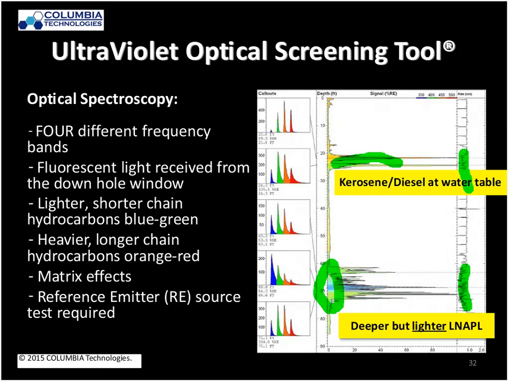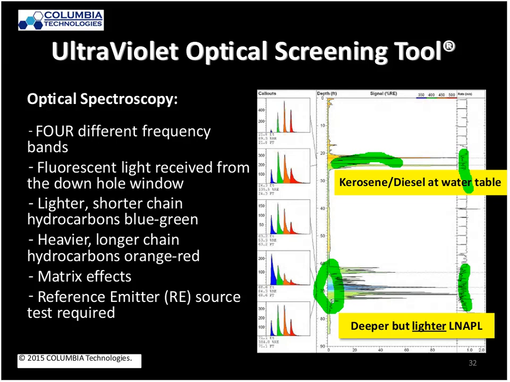So that's a quick overview of UVOST, or ultraviolet optical screening tool. And that really is what we're going to use to say, where is the NAPL, both horizontally and vertically? What depths are we dealing at?